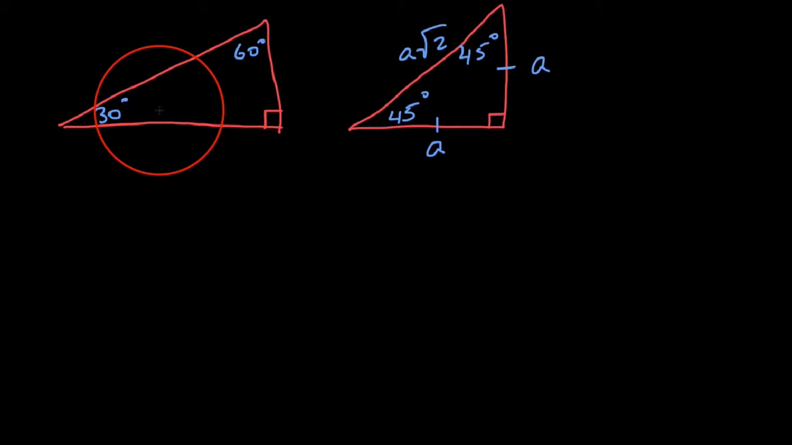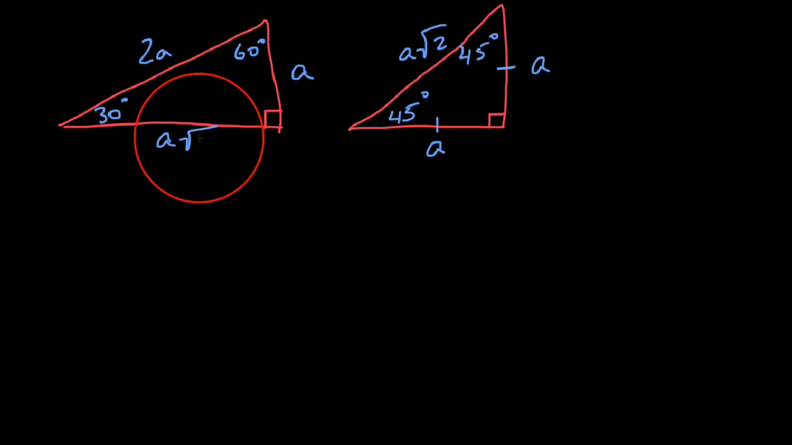Also over here on a 30, 60, 90, you look at the short side first, we'll call it A, but we know that the hypotenuse is twice as long as the short side on a 30, 60, 90. We know that the long leg is the short side times the square root of 3.